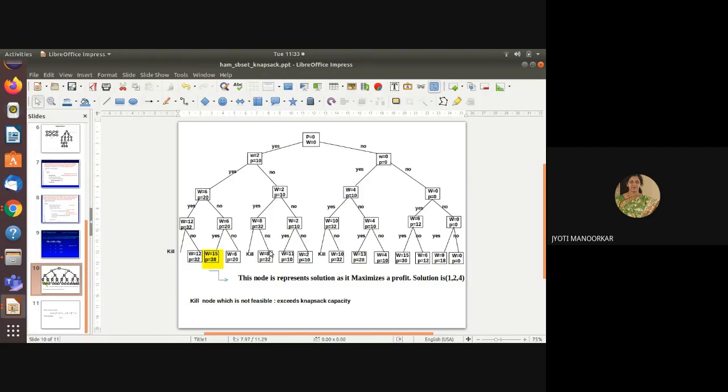Now try to explore W is equal to 8 and P is equal to 32 for the right child. The right child means we are not considering the fourth element. So the weight will remain as it is and P will also remain as it is. So I have W is equal to 8 and P is equal to 32.